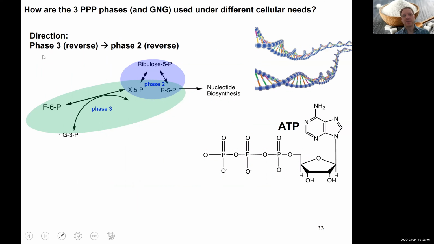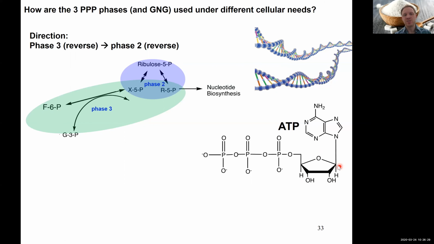A different cellular need. Let's assume you are actively growing, you are actively exercising, you need to make a lot of DNA, or you need to make a lot of ATP. Now you have a strong need for ribose, to generate the backbone for your ATP and your nucleotides. In this case, the PPP becomes a linear pathway.